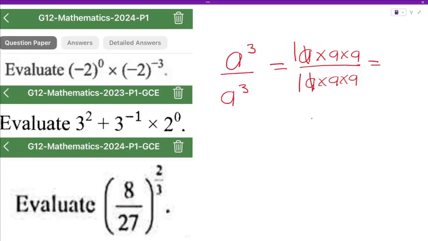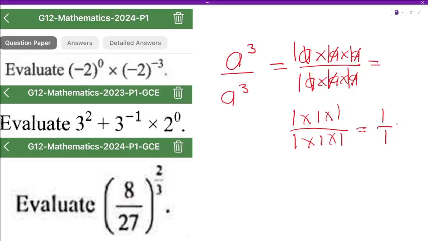Even here the 1 appears. That a divided by that a, they cancel out. The 1 appears there, the 1 appears there. That one divided by that one, they cancel. That one appears there, and that one appears there. So you are now going to remain with 1 times 1 times 1 on top, and down here 1 times 1 times 1. 1 times 1 times 1 is 1, over 1 times 1 times 1, that is a 1. 1 divided by 1 is a 1.